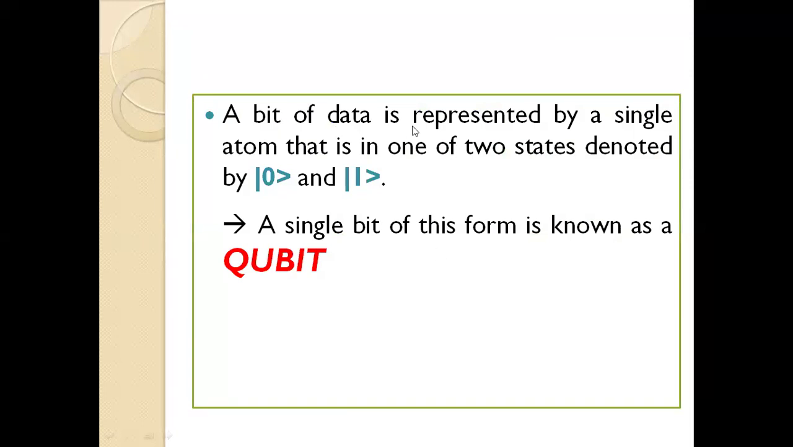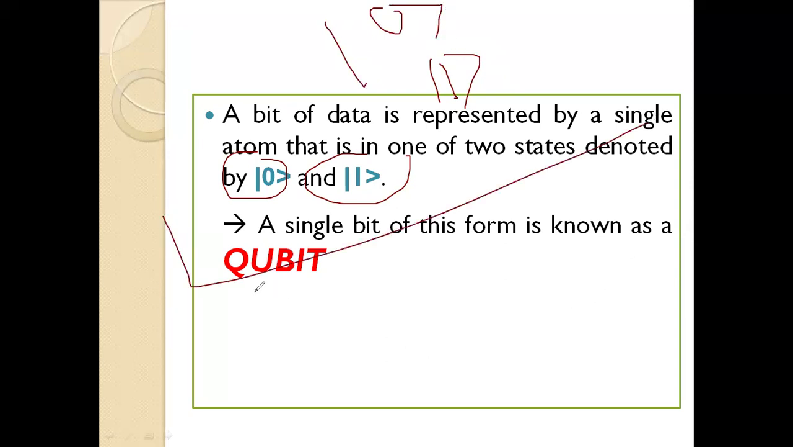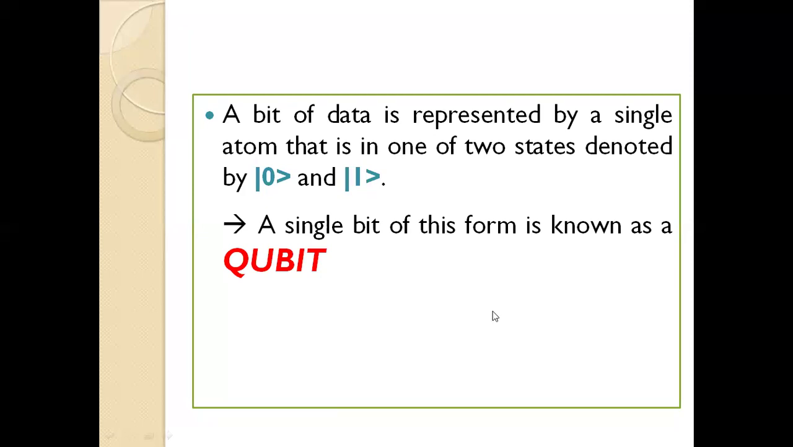Now, a bit of data is represented by a single atom that is in one of two states denoted by these two symbols. Remember, you have to write it like this. Now, a single bit of this information is known as qubit. A bit of data represented by a single atom that is in one of two states denoted by either this or this. A single bit of this is known as qubit. Okay, let me clear this.